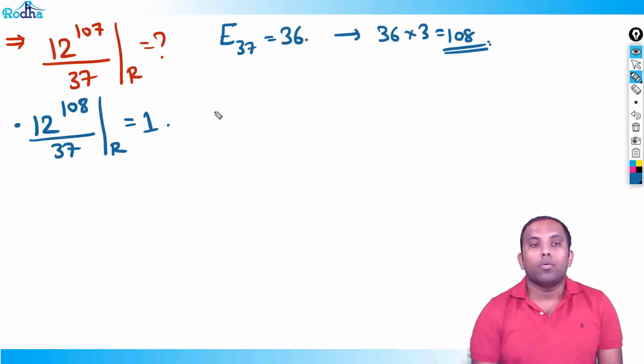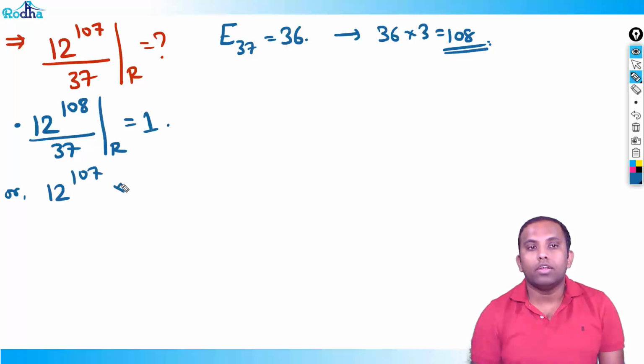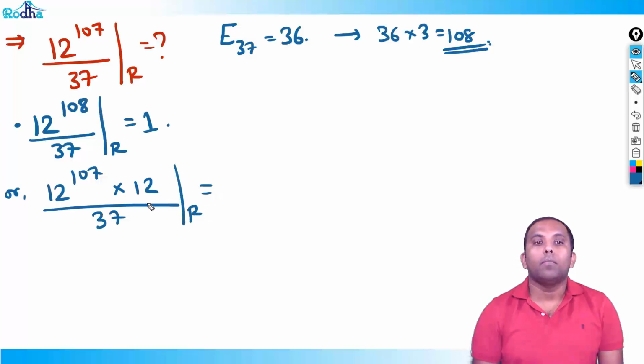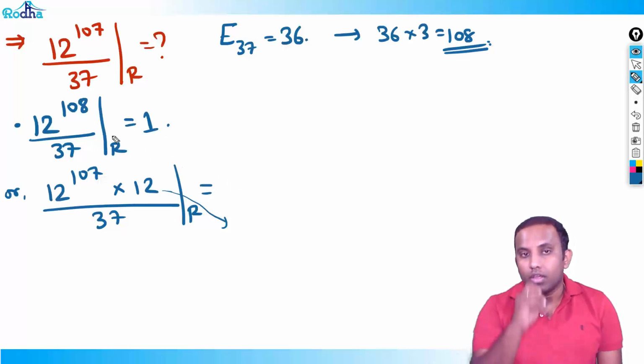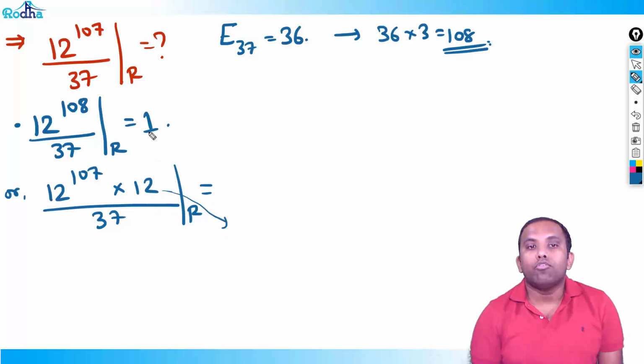Now again I'll split it, same funda. I'll split 12 raised to 107 into 12 raised to 108 upon 12 by 37, where that remainder I want to be 1. But since this 12 will come here in the denominator, I have to write the form of the remainder, because a remainder can't be a fraction, so I can't write 1 by 12. What is the form of remainder here? A number when divided by 37 gives remainder 1, that is 37k plus 1.